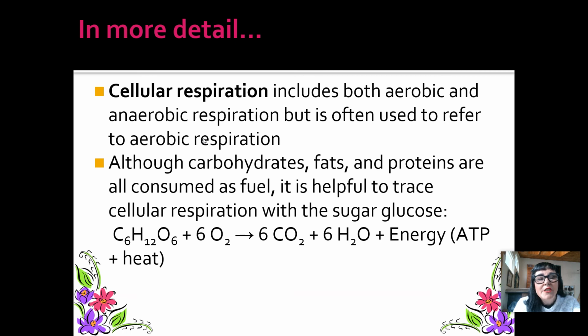aerobic respiration. All right, and again, even though we can use lots of different types of carbohydrates, fats, and proteins as fuel, we are only going to be illustrating this with glucose. So this is the formula that you need to know, and you really need to memorize it. It will make your life much easier on the test. Okay, here we go.